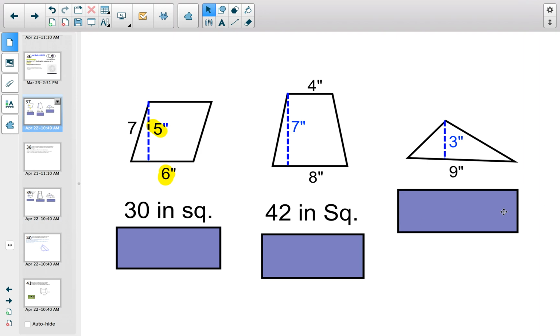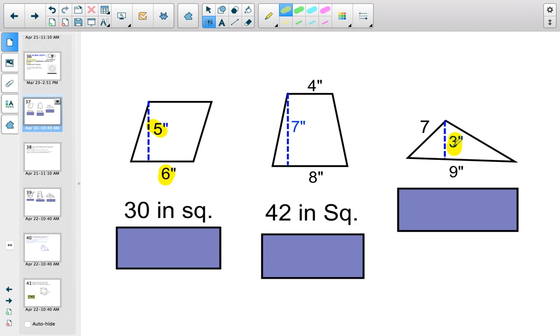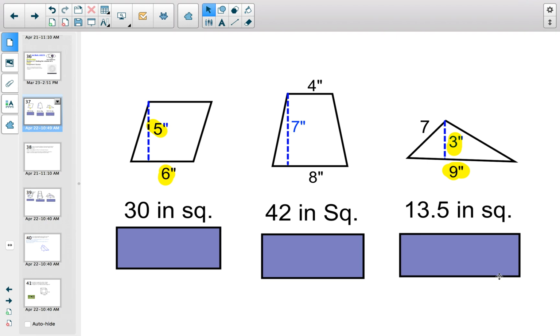Okay. Triangles now. These are the ones too where I could have, let's say, a 7 right here. That 7 again is just there to confuse you. What we again are focusing on is the height and the base. Much like the parallelogram, but we do half of it. So we would do 3 times 9, we'd get 27, and we have to divide that by 2, and we would get 13.5 inches squared.